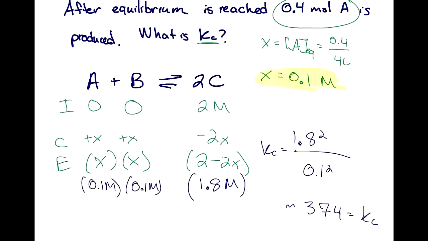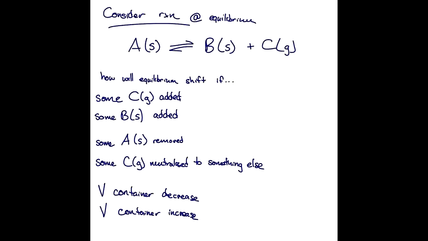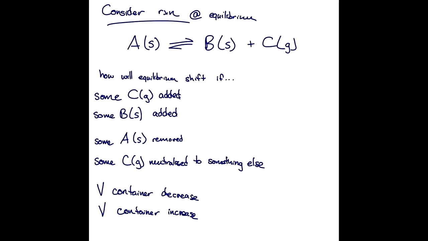Okay. I have 1 minute, but I think we can do these ones fairly quickly. Consider this reaction. Look closely at the states. How will the equilibrium shift if we add C, which is a gas? Tell me forward or reverse? Reverse, yes. What if we add B? No change. What's the difference with B? It's a solid. What if we remove A? No change, perfect. What if we neutralize some C? It goes forward. Neutralize into something else essentially means we removed it from the reaction, right?